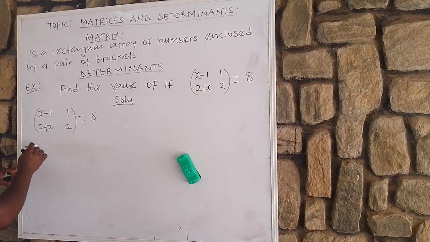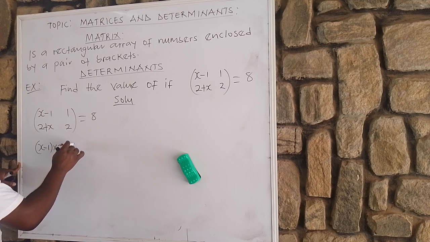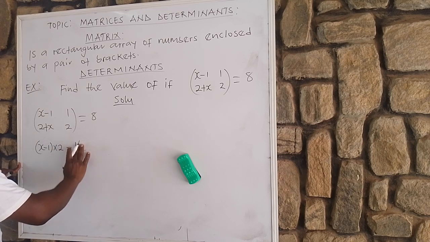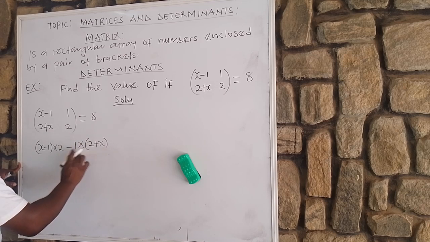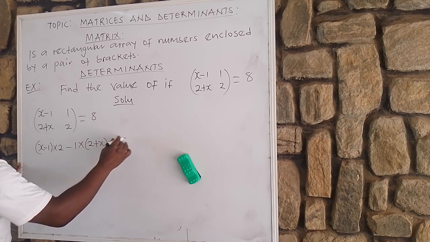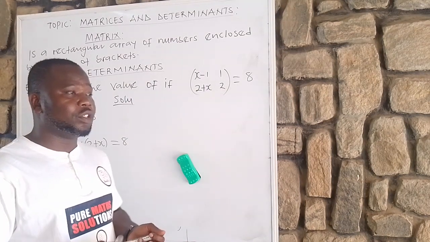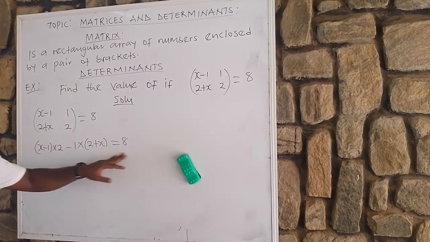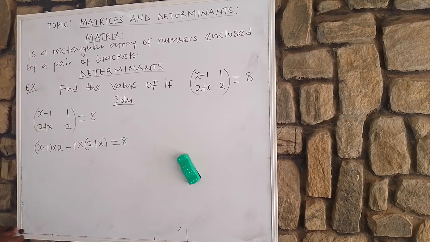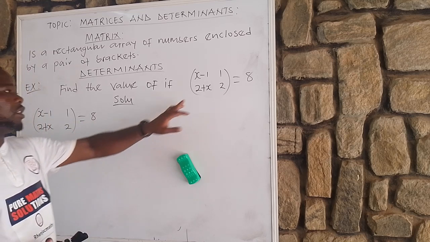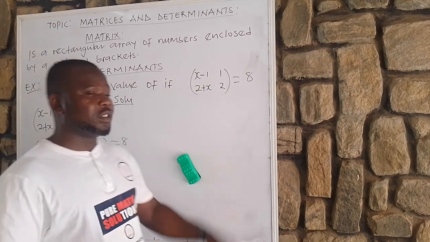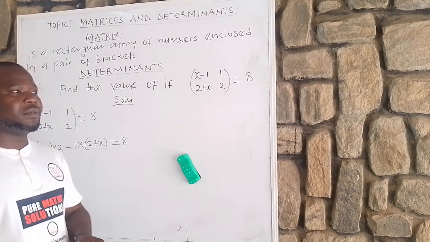So the left answer will now be x minus 1 times 2, true or false, then minus 1 times 2 plus x. Then this is equals to what? 8. So you discover that you have reduced this matrix to a linear equation. Sometimes you have a matrix, you reduce it to a quadratic equation, sometimes a polynomial.